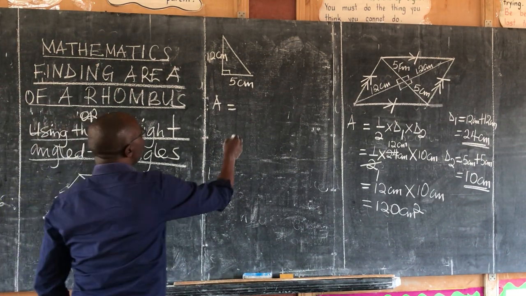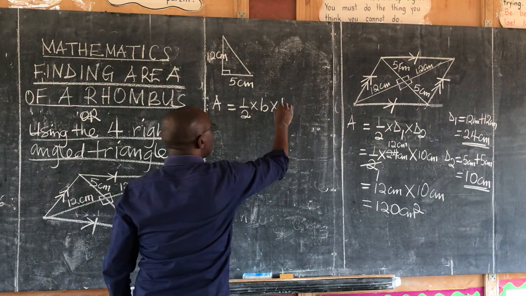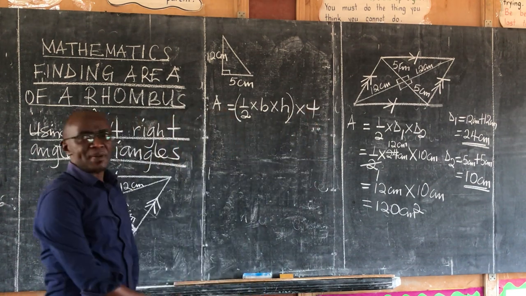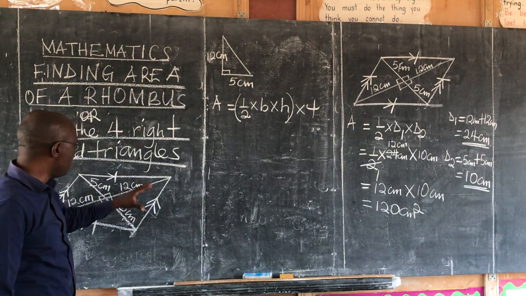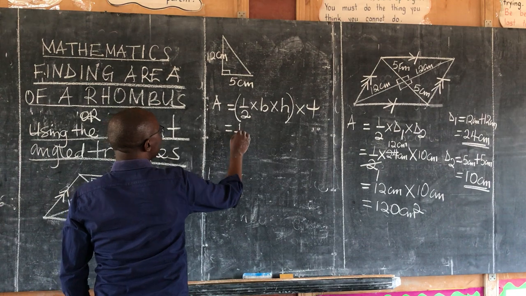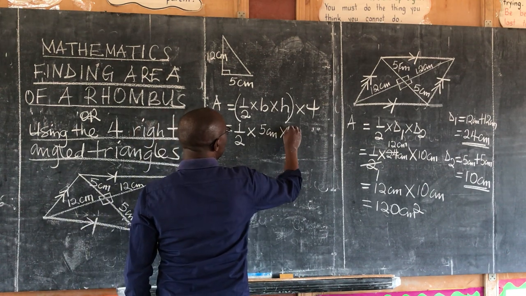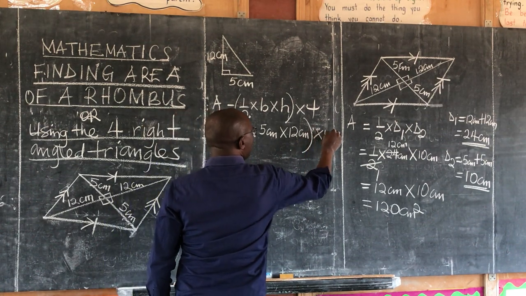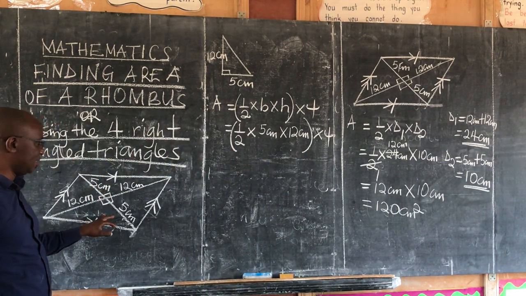That means when I get the area of one of them, which is a half times base times height, and after getting that area, I multiply it by 4. Multiplying by 4, I'm getting the total area of all the triangles which make up the rhombus. So it is a half times the base, 5 centimeters, times the height, 12 centimeters, times 4. The 4 represents the number of right angled triangles that make the rhombus.